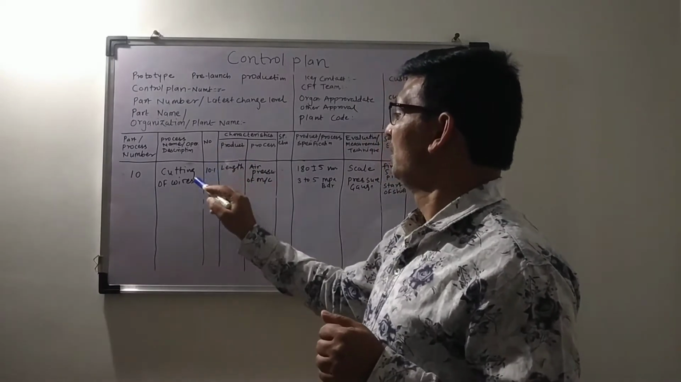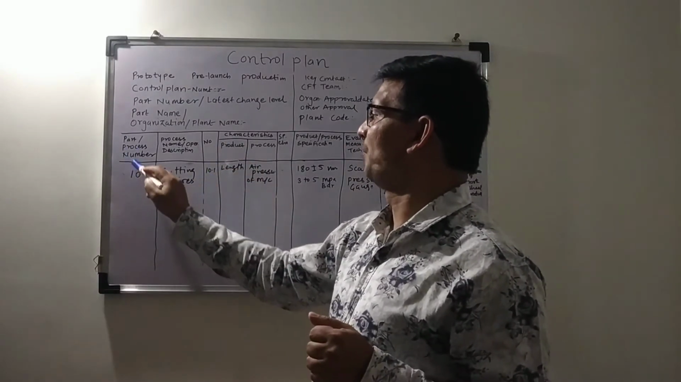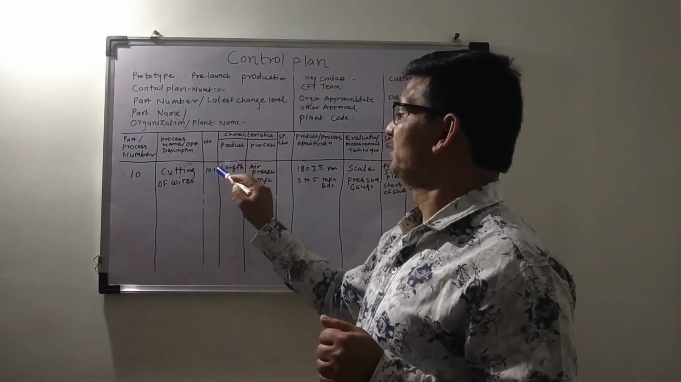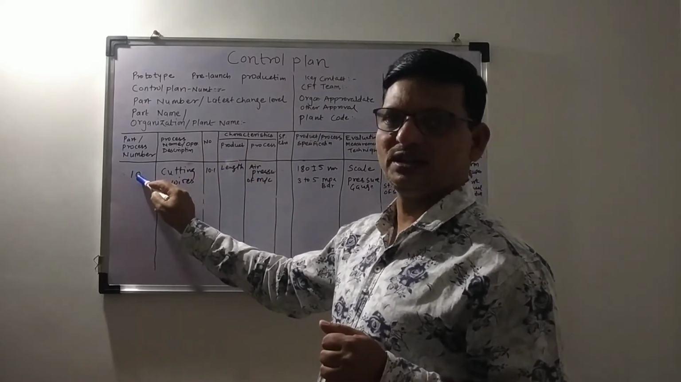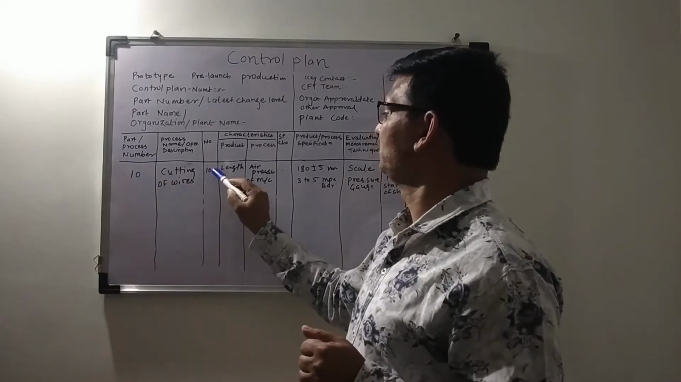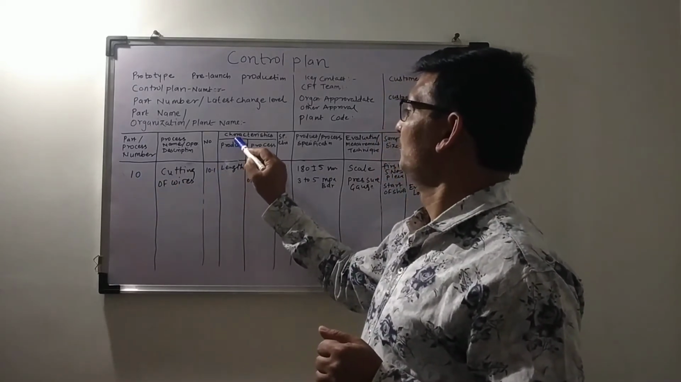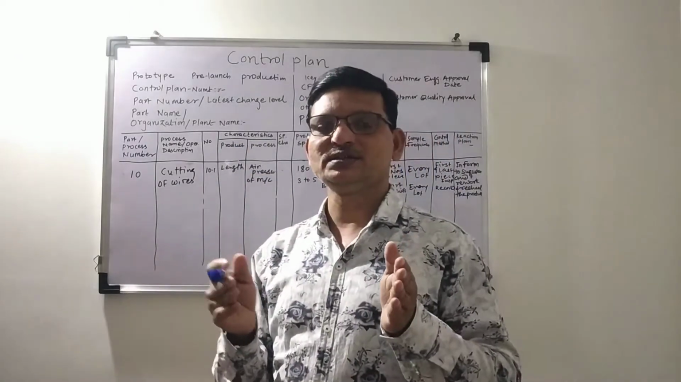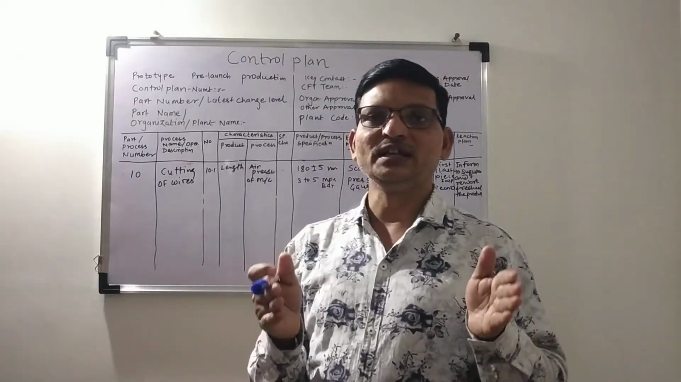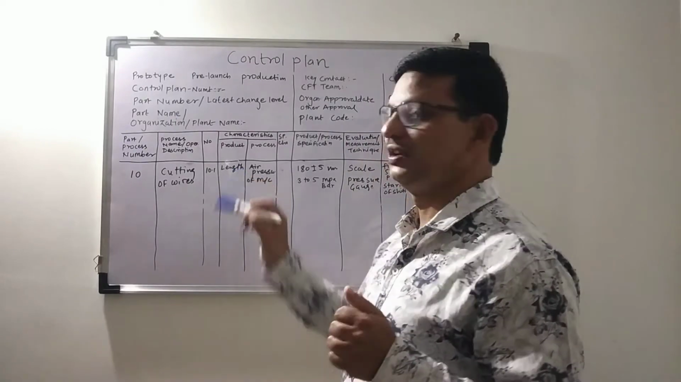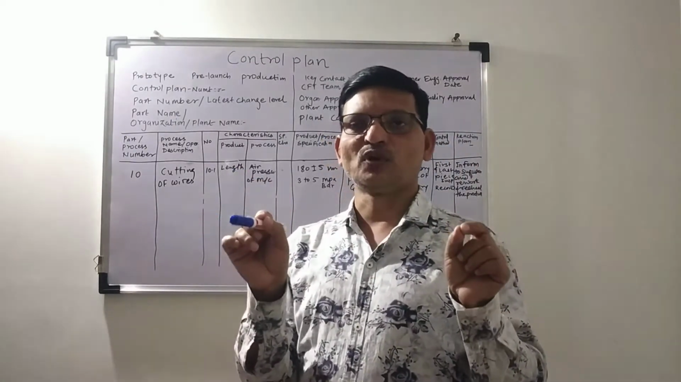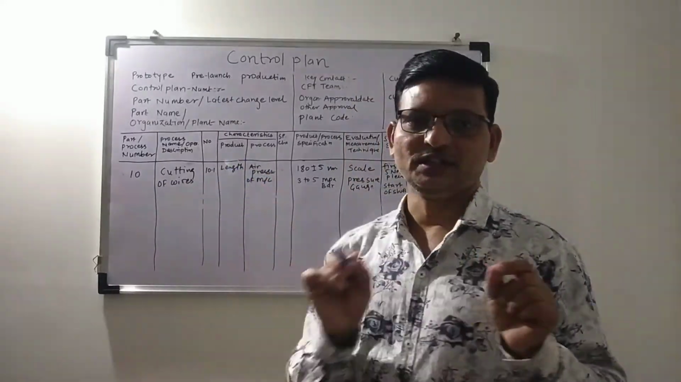After that, this number is mentioned as the part process number, for example 10 and 10.1. Here is a 10 and here is a 10.1. After that there is the product characteristic. In any wiring harness or any wire, when cutting is required, there is a length. It is very important because length is a product characteristic.